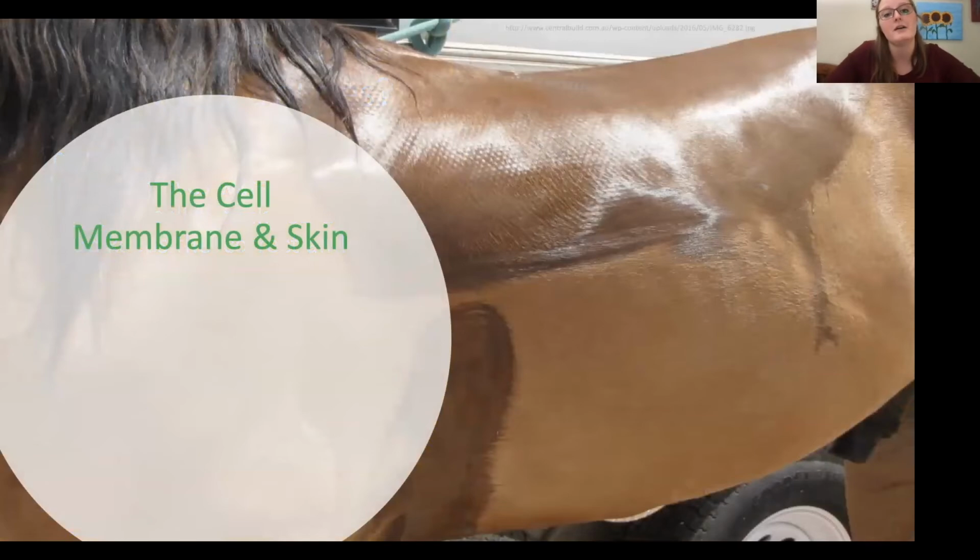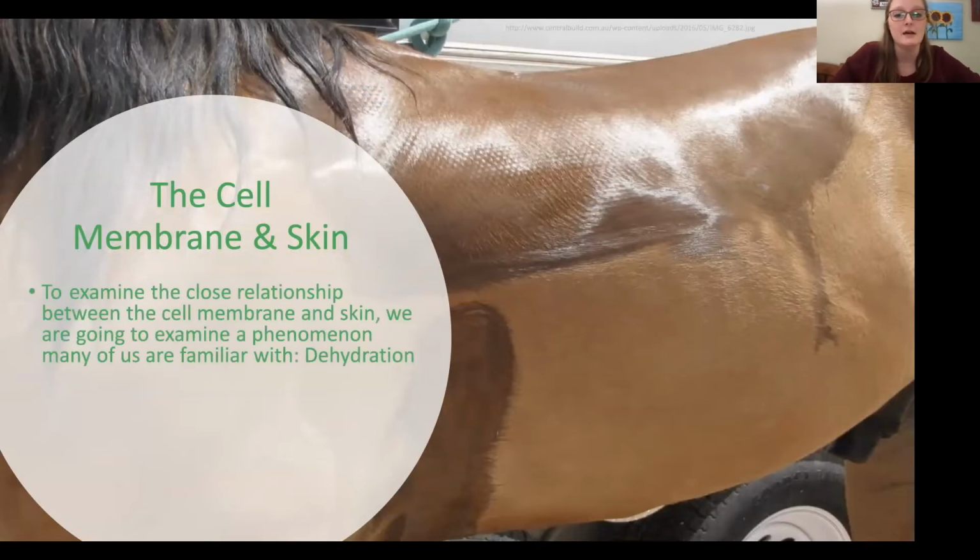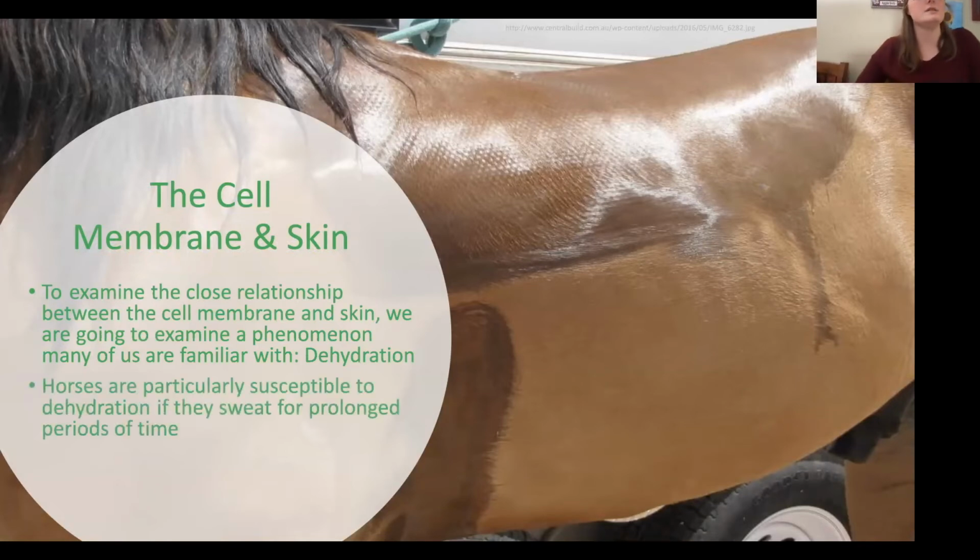So here in the background, you see a horse that is sweating. So we're going to get into the patient care aspects of this. And the way we'll talk about that is with how the saltiness and the water in your body relate to one another when a horse or human is dehydrated. Horses are especially susceptible to dehydration if they sweat for long, prolonged periods of time.